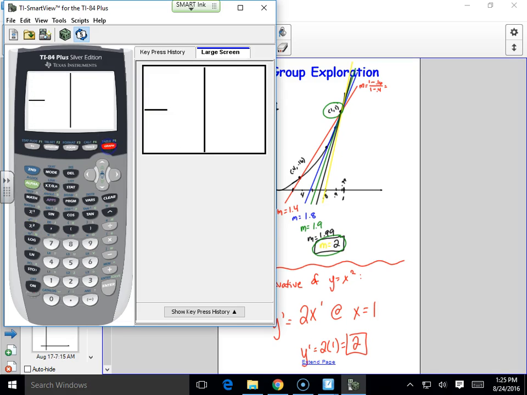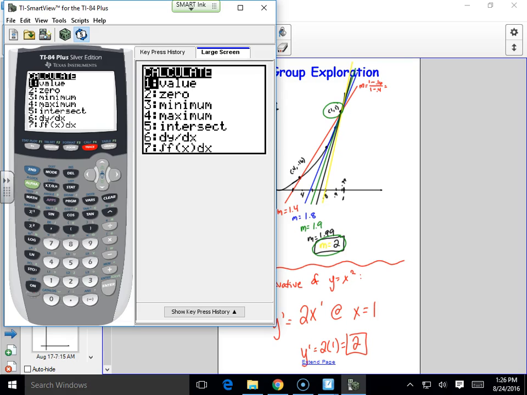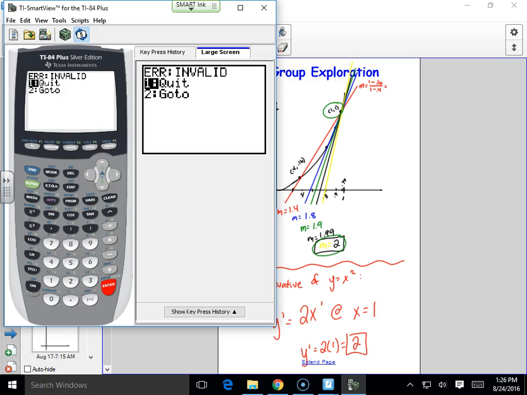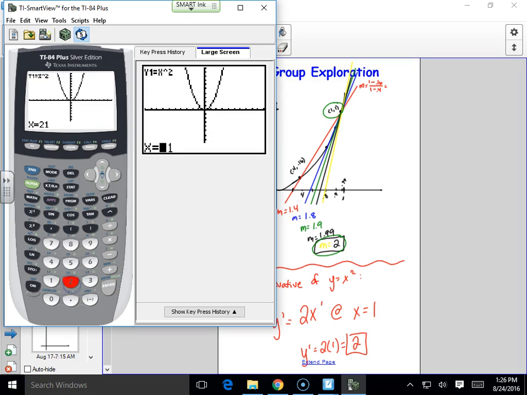And if we were to graph it, remember the second trace thing only works on a graph, right? With zeros and minimums and maximums. And if I was to plug in number 6, the dy/dx, there's no dy/dx. Oh, tell it where to go. Where are we trying to find it at? 1? Okay. Oh, I did 21. 21's not on my window, so it's not going to be able to find it. Hey! Did it find the same thing?